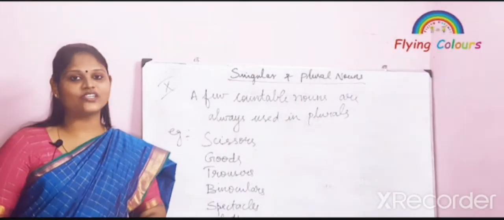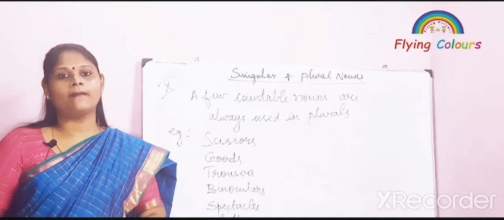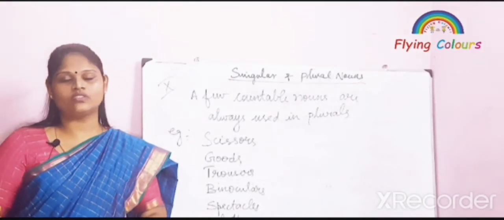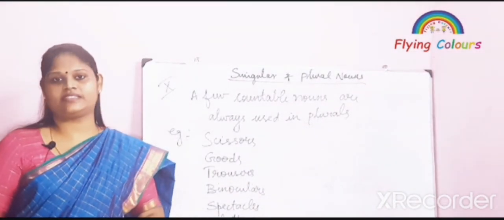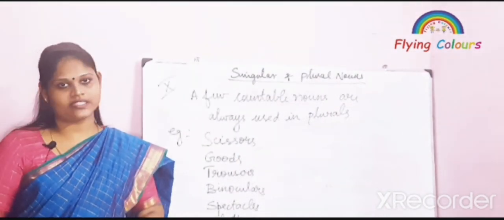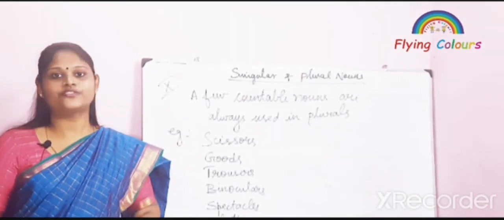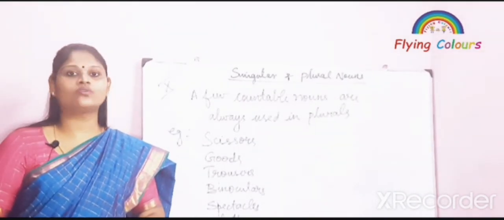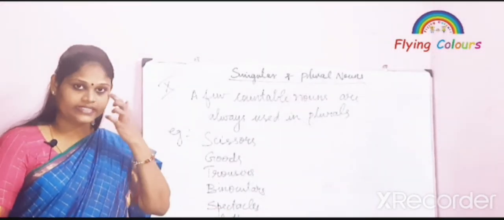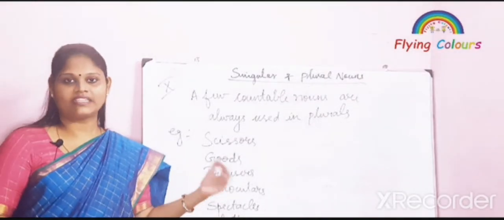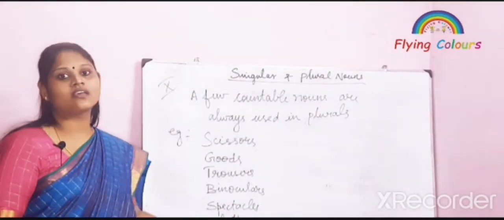The 10th concept in singular plural nouns is that a few countable nouns will always be in plural form. For example, scissors. Plural form is also scissors. Binoculars. Plural form is also binoculars. Trousers. Plural form is also trousers. Then spectacles. One spectacles, many spectacles. One clothes, many clothes.